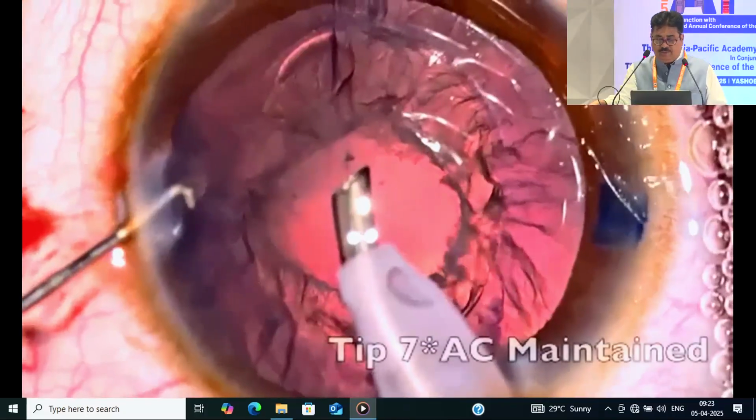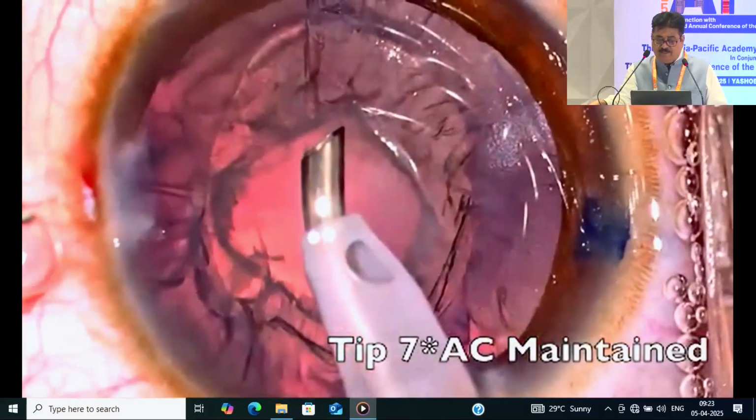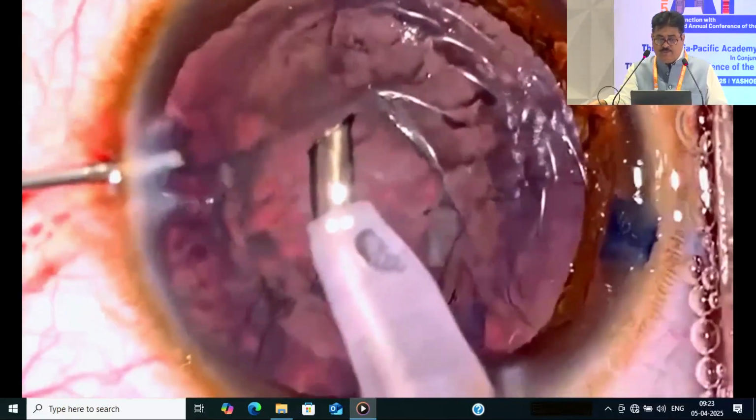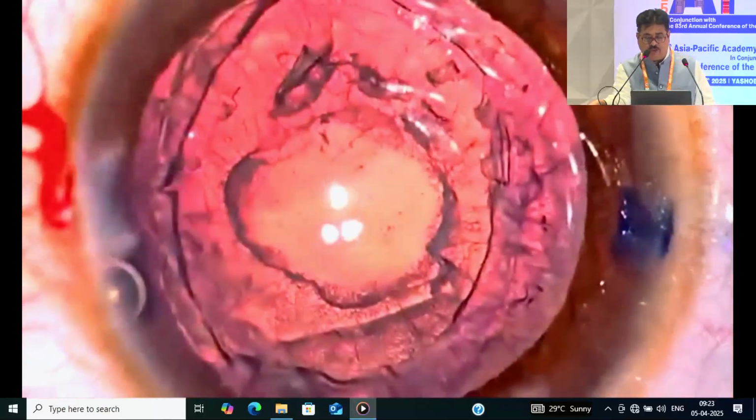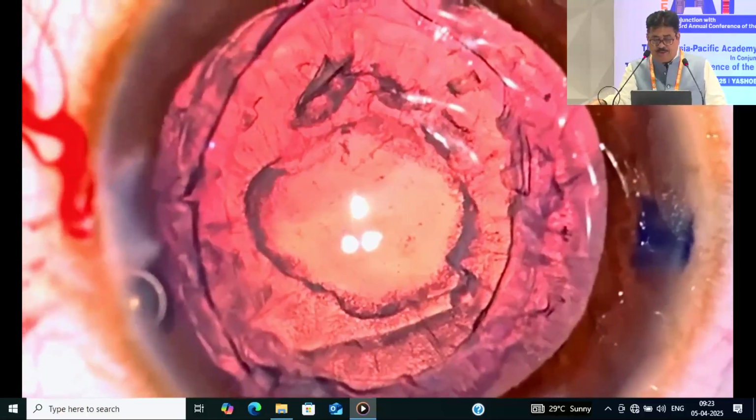Then once you have achieved that, an important tip: the AC should be maintained. We should never remove the main phaco probe without injecting viscoelastic from the side port. We should never allow the chamber to collapse. This is tip number 6.